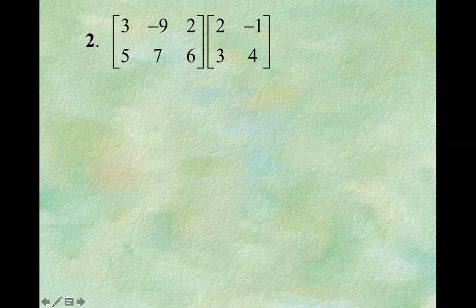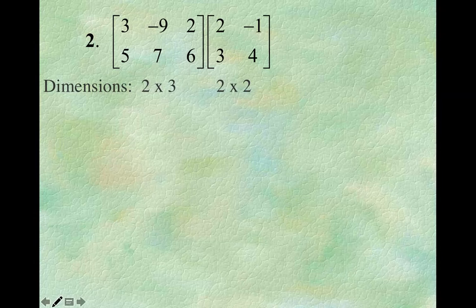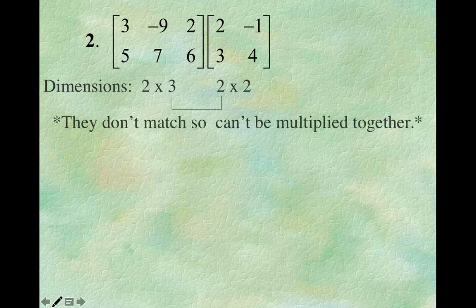Let's do another one. So maybe you want to pause the video and try it. Dimensions are 2 by 3 and 2 by 2. So, oh, they don't match. So we can't multiply them. I can't find the product of these. This is undefined.